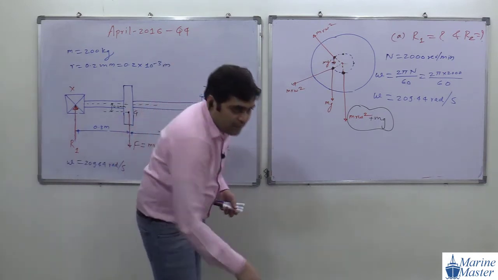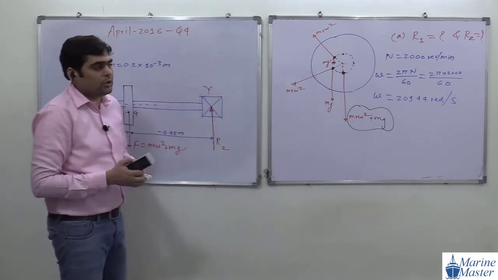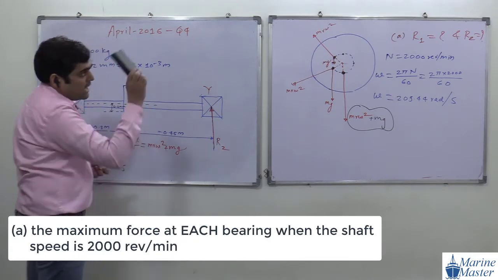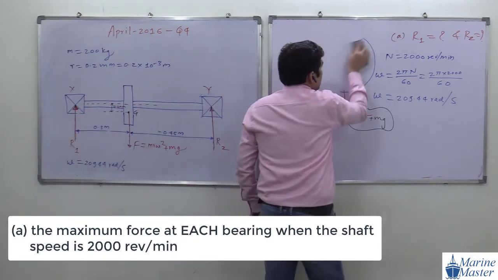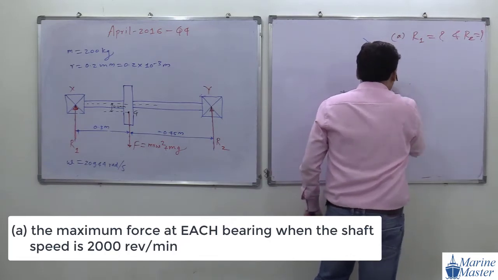So now what is our target in A part, guys? What we have to find out in A part? We have to find out R1 and R2. R1 and R2 in A part. And how to find out R1 and R2?